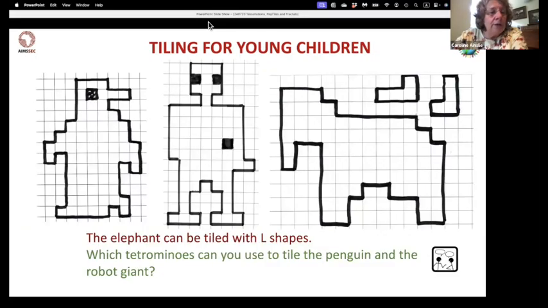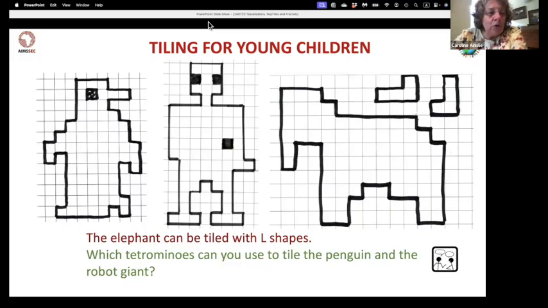So tiling for young children, now there's some gaps in this one. So we're using L shapes now. So how will you use the L shapes? So the elephant, I beg your pardon, can be tiled with L shapes. So the question is, if they've thought about what tetrominoes are possible, what shape tetromino would you make the robot with? What shape would it have to be? And that's a really nice challenge for them.